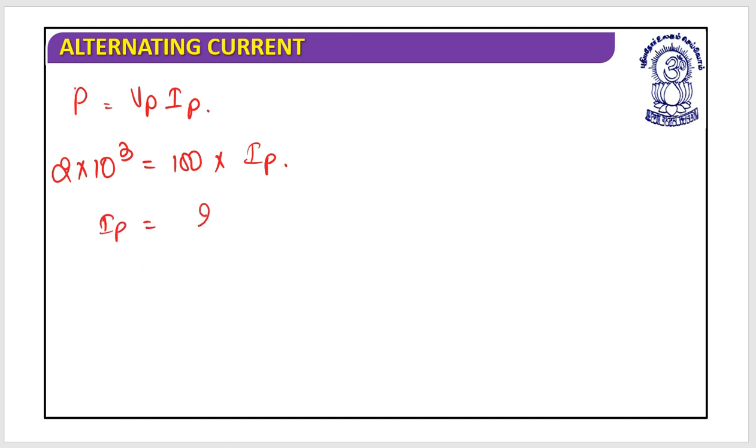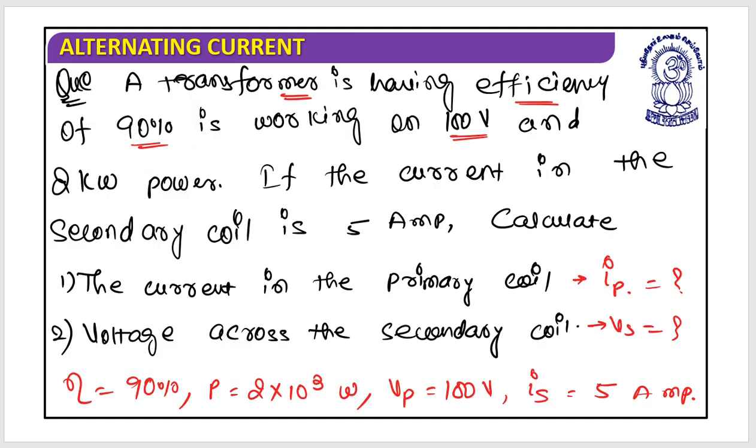So IP could be given as 2 into 10 to the power 3 divided by 10 square. This has gone. So this is IP, it's 20 ampere. The current on the primary side is equal to 20 ampere. Now I need to find out the voltage on the secondary coil.